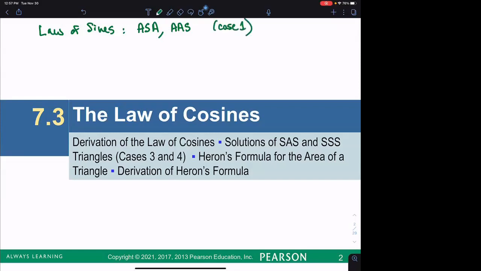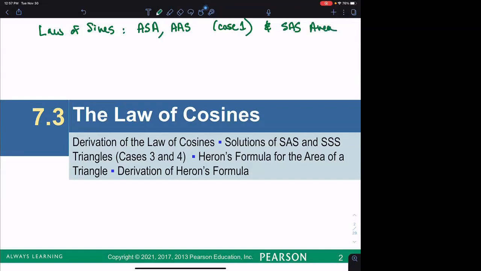Then tangentially to this, if we were given side, angle, side, we didn't solve the triangle then, but we got the area formula. Like that was in 7.1.